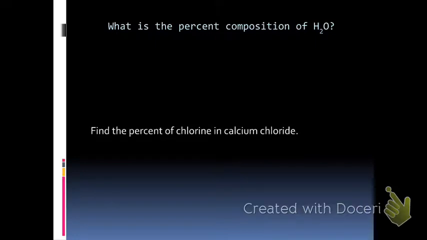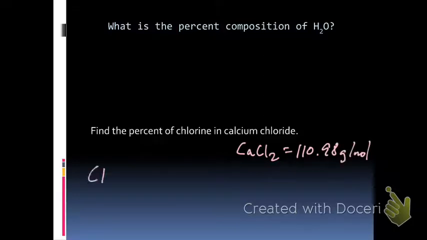Okay, so find the percent chlorine in calcium chloride. So you've got to remember calcium chloride is CaCl2. So let's first calculate the molar mass of calcium chloride. Calcium is 40.08 plus chlorine, which is 35.45 times 2. So the total is 110.98 grams per mole.